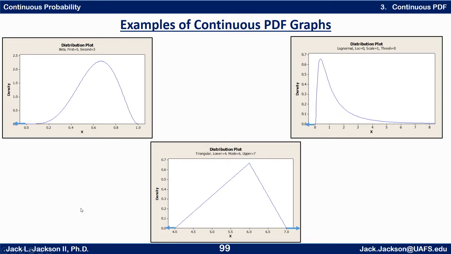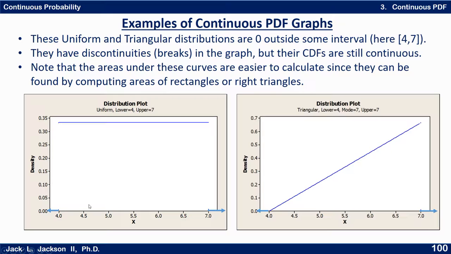So there are a variety of different shapes you can have, but in every case, the area under this curve, here, here, here, that total area has to be 1. And areas under the curve are probabilities.